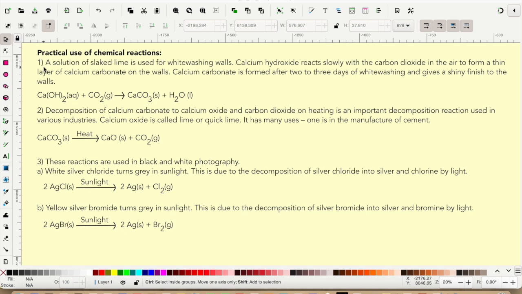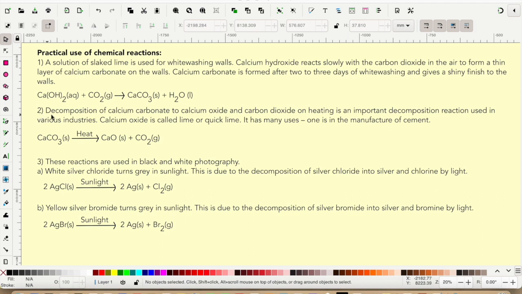Now let us see some practical use of chemical reactions. First one is, a solution of slaked lime is used for whitewashing walls. Calcium hydroxide reacts slowly with carbon dioxide in the air to form a thin layer of calcium carbonate on the walls. Calcium carbonate is formed after 2 to 3 days of whitewashing and gives a shiny finish to the walls.